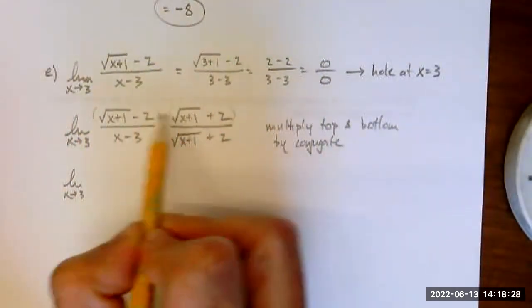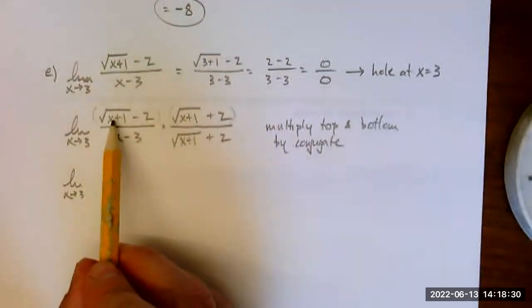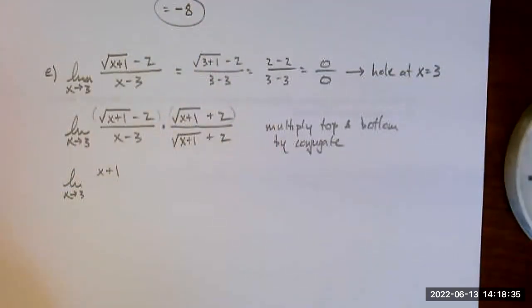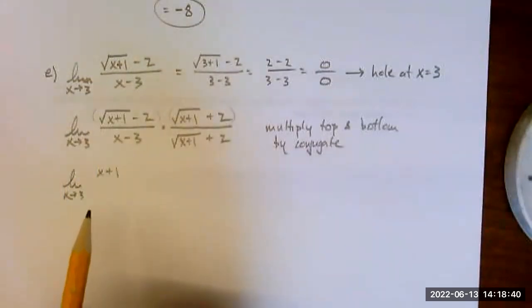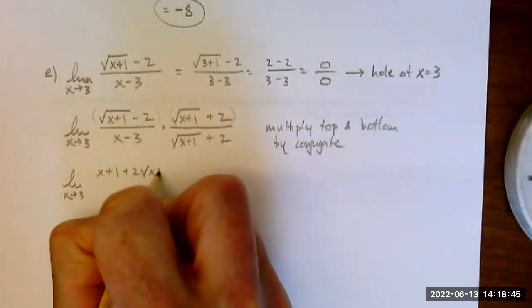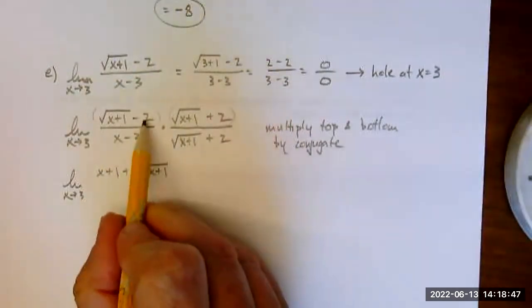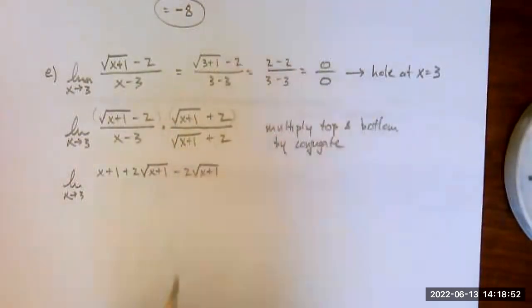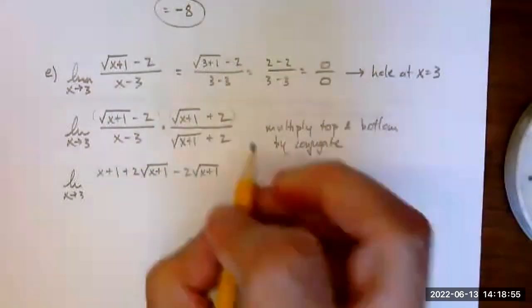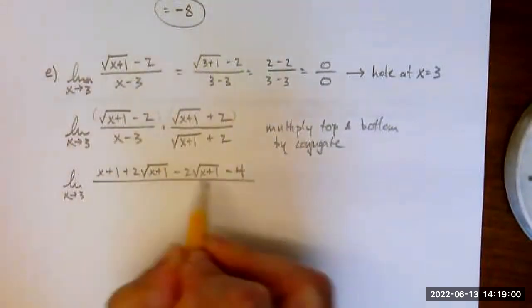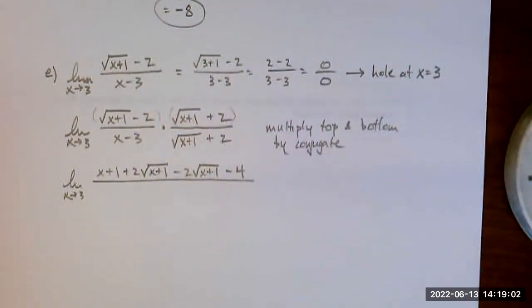First times first. Well, hey, check it out. Square root x plus 1 times square root x plus 1 is simply x plus 1. Square roots end up squaring, right? Because it's multiplied by itself. Then we've got the outside, plus 2 times the square root of x plus 1, the insides, minus 2 times the square root of x plus 1. Oh, and the last, negative 2 times positive 2 is negative 4. We're going to simplify this, clean it up here in just a moment.